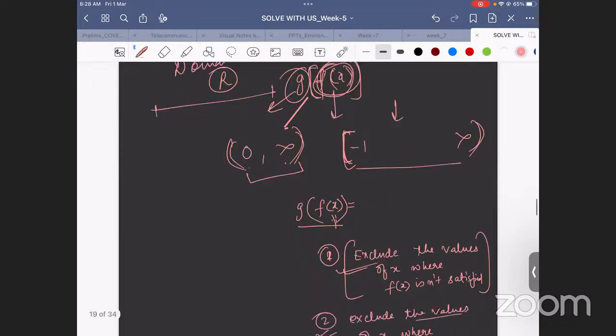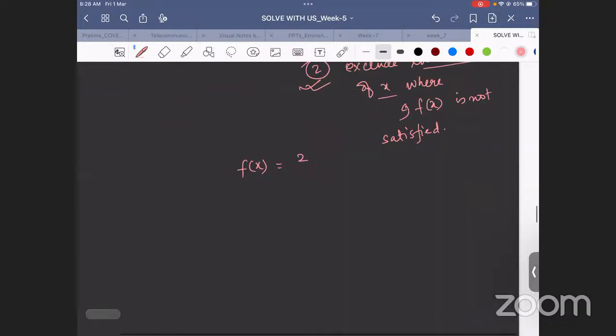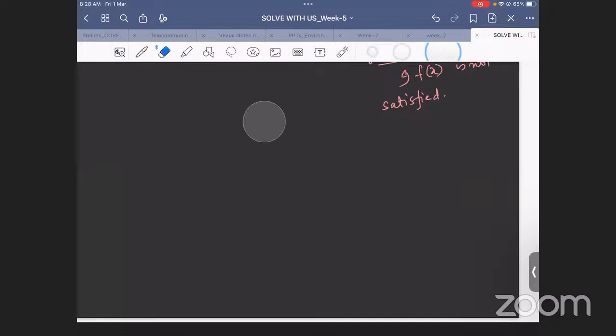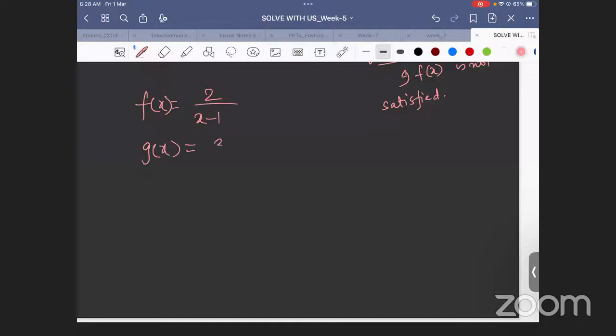Okay, let's solve another example that will clarify your doubt, because you got stuck with only one example. Let's solve one more question. f(x) equals 2 upon x minus 1, and g(x) is 3 upon x, and now you have to calculate the domain of f of g.